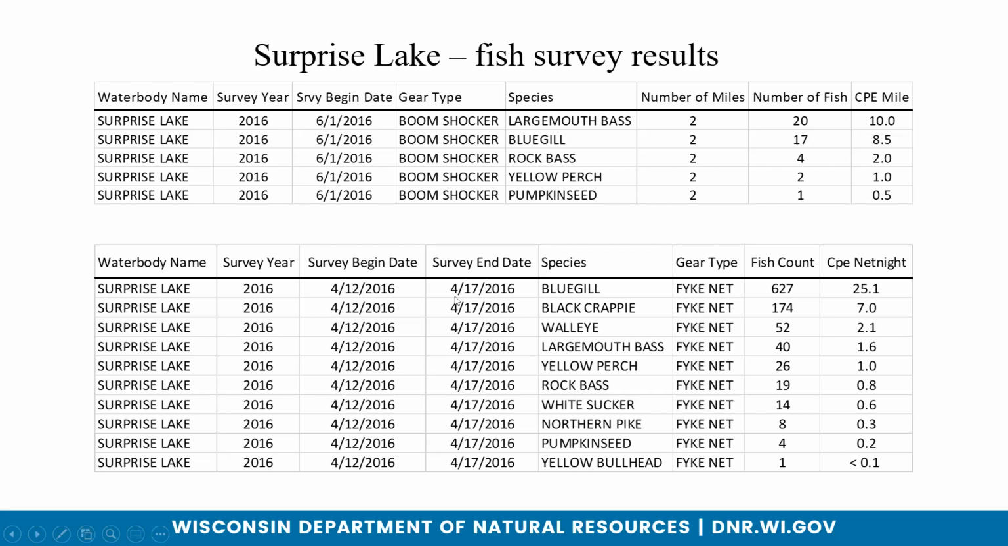Now, if you look at our fyke net survey below here, you can see we did it from April 12th through April 17th. As soon as the ice went out, we were very effective. We caught, again, that's where we caught all of our walleye, all of our pike, and more bass. Usually we don't catch a lot of bass, and you can see, as ineffective as we were electrofishing, we still caught quite a few fish.